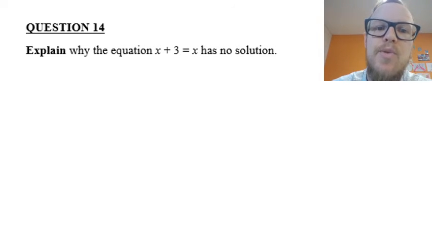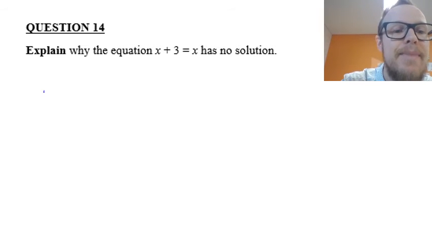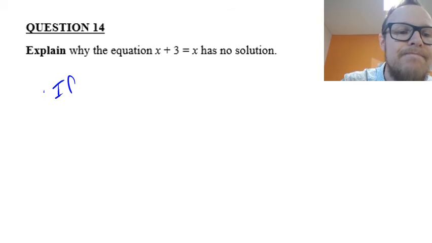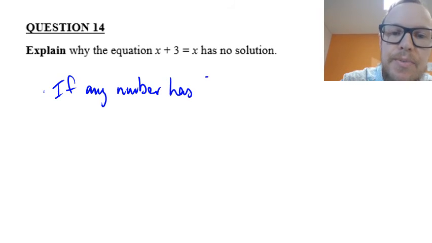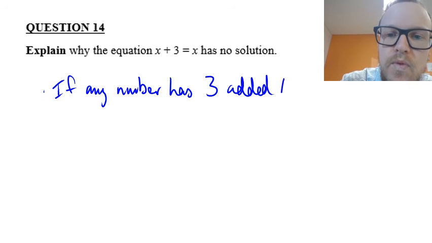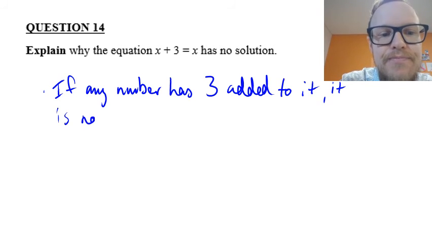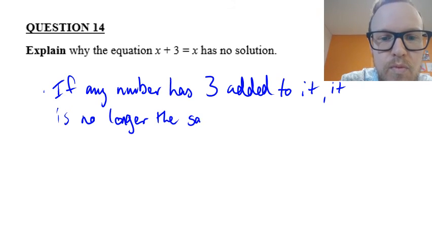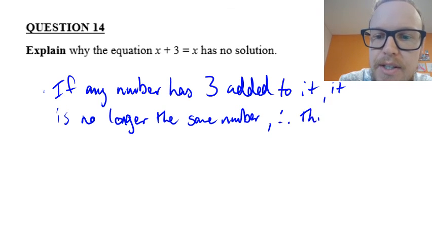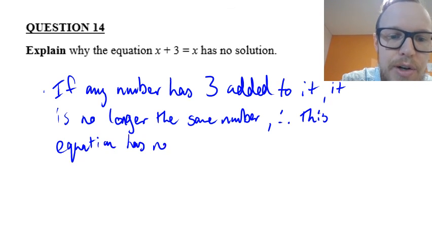Last question, explain why the equation x plus 3 equals x has no solution. We can say a couple of things here, but the main reason is that if any number has 3 added to it, it is no longer the same number. Therefore, this equation has no solution.